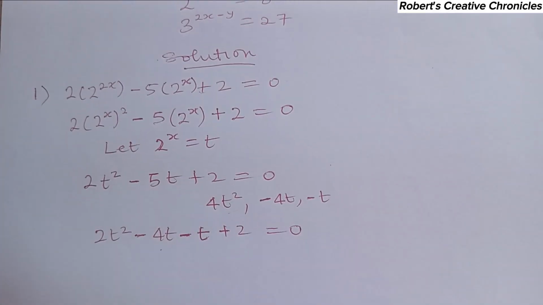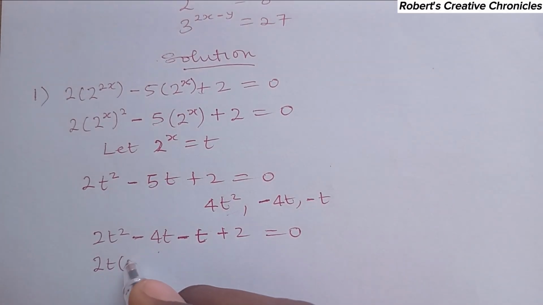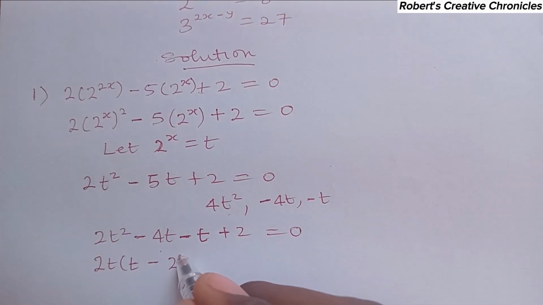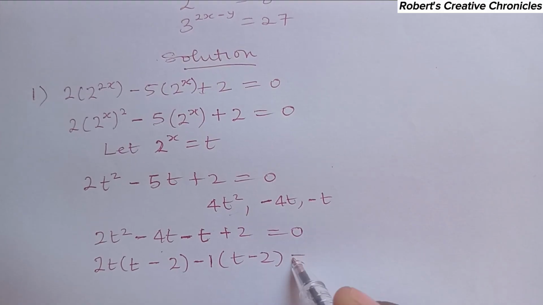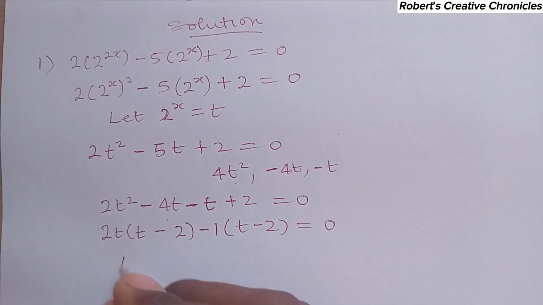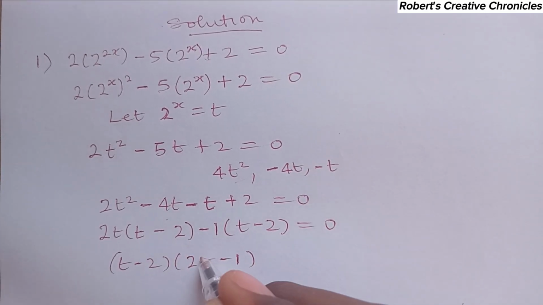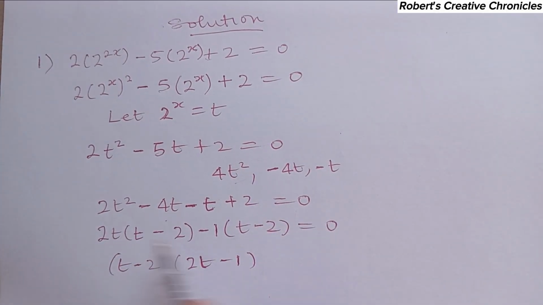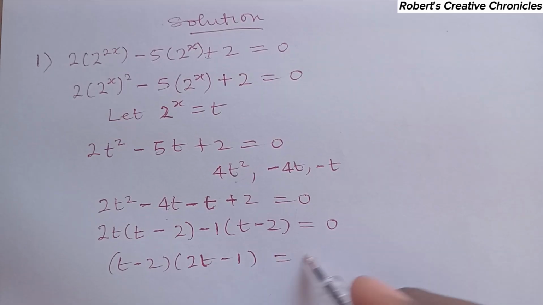So now to factorize this, here is 2t, here will be t minus 2, here is minus 1, t minus 2. So we'll factorize t minus 2 out, and we'll get t minus 2 times 2t minus 1. Because if you factorize t minus 2 from this whole expression, you get this. The expression that remains is 2t minus 1. So this is equal to 0.